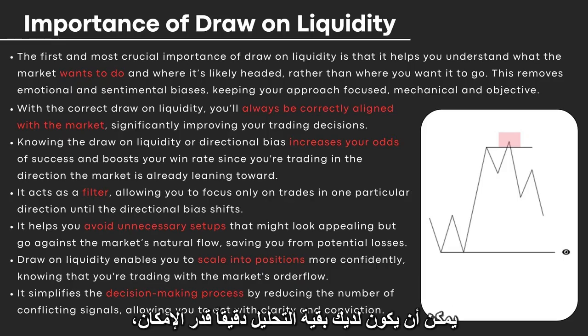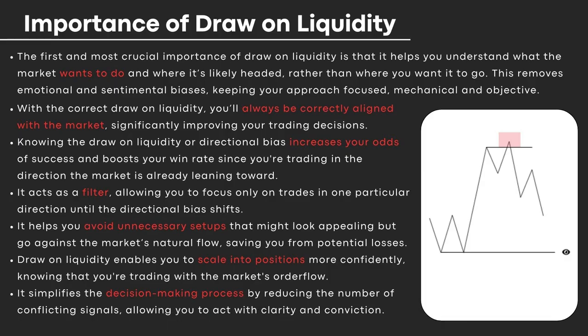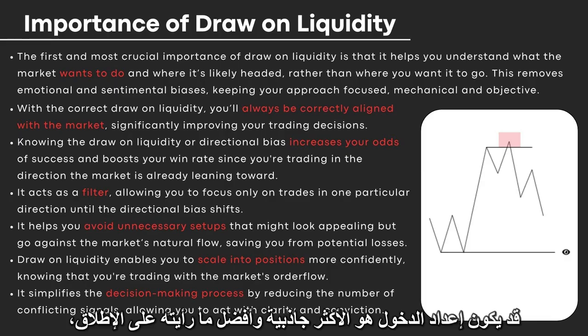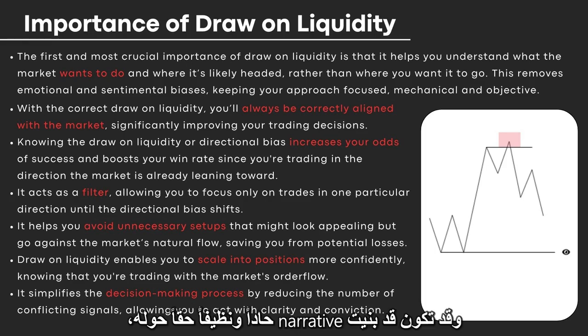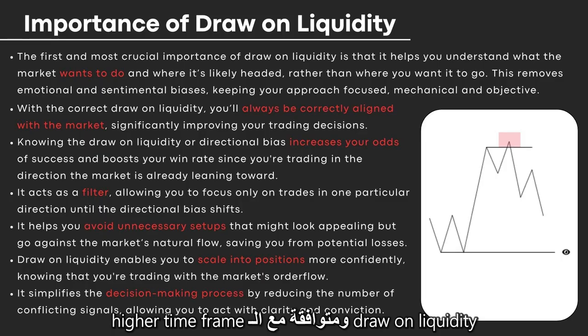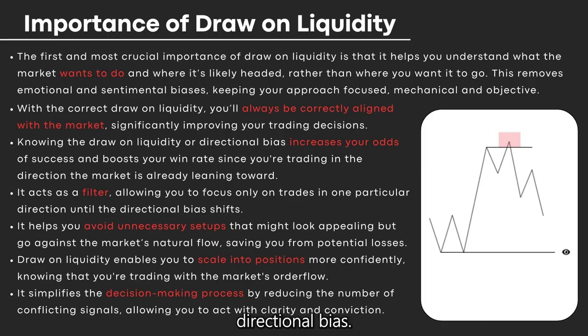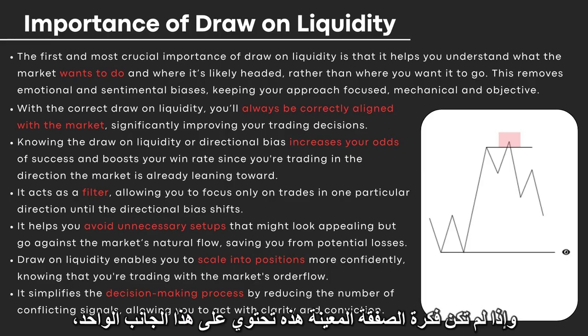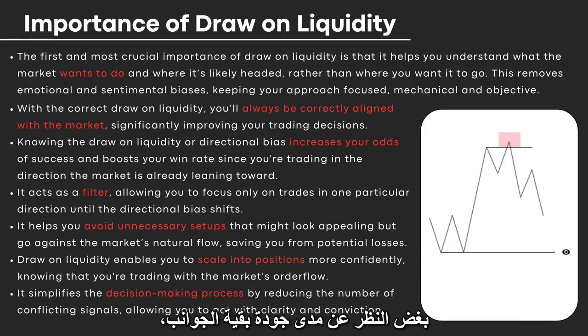You can have the rest of the analysis as accurate as it can get, right? The entry setup might be the most appealing one and the best one you might have ever seen, right? And you might have built a really, really sharp and clean narrative around it. But you still must never take that trade unless it is in the direction of the higher time frame drawn liquidity and it's aligned with the higher time frame directional bias. And if that particular trade idea doesn't have this one aspect in it, then no matter how good the rest of the aspects are, it's not gonna work out, right? And it's always going to lose.